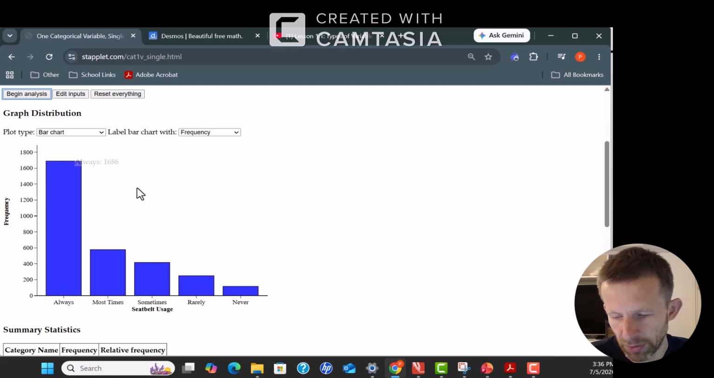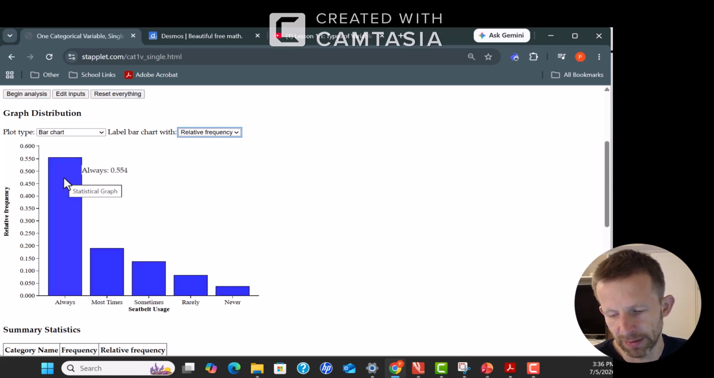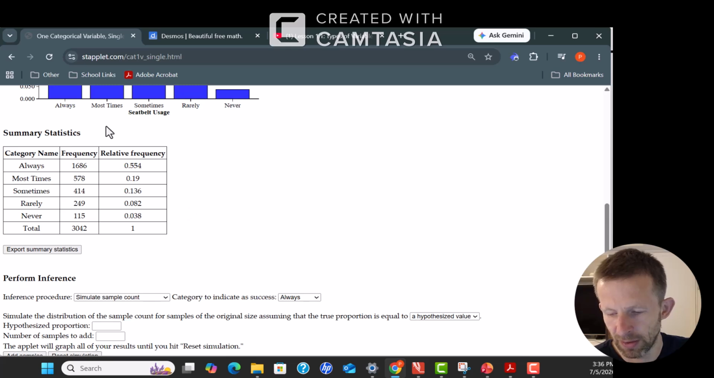So here is a bar chart, and you can see the different magnitudes including the counts. I can have frequency, which is just the raw number of counts. So for example, 1686 is how many people responded as always. I can also change it to relative frequency, which now gives me percentages. So 55.4% said always, 19% said most times, 13.6% said sometimes, etc. So here's the relative frequency table. Categories, frequency, or relative frequency.